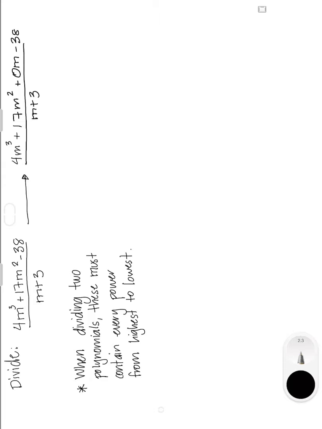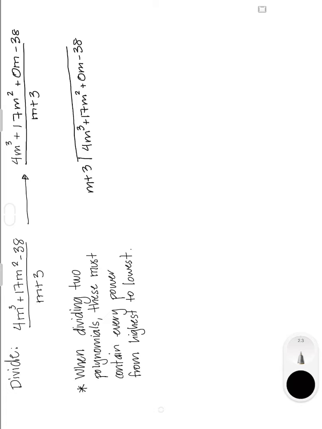So the bottom, we're not concerned about it because we only have m, which is to the first power, and then 3. So both polynomials must have all the powers, right, from highest to lowest. Now that we have written the 0m, we can go ahead and divide the two polynomials. So we're going to have 4m cubed plus 17m squared plus 0m minus 38, and then divide by m plus 3.